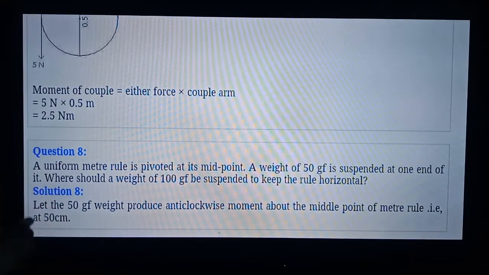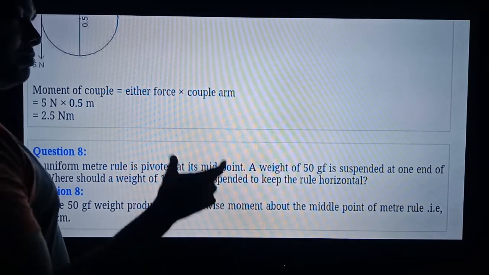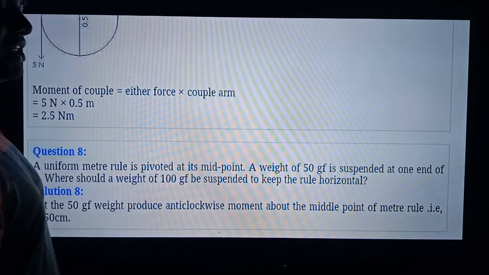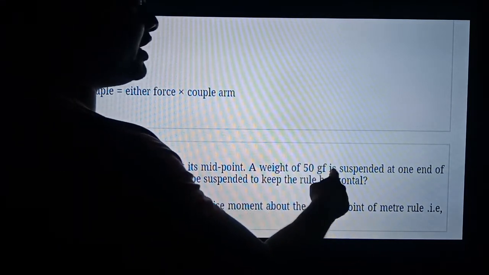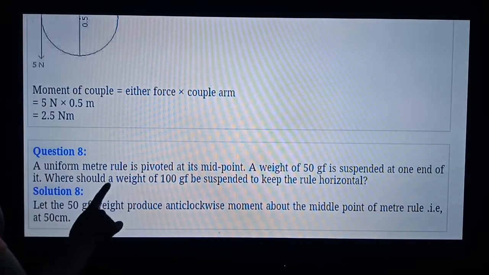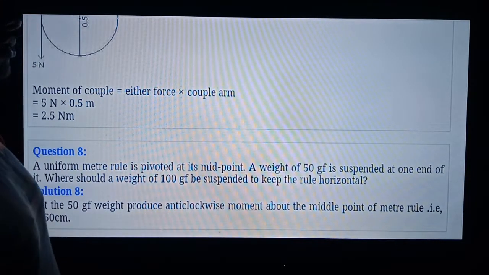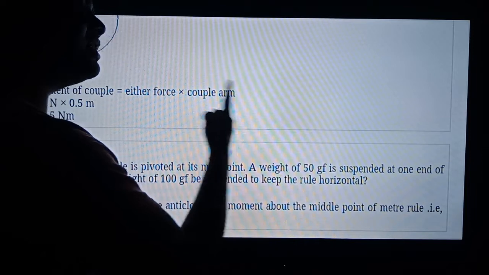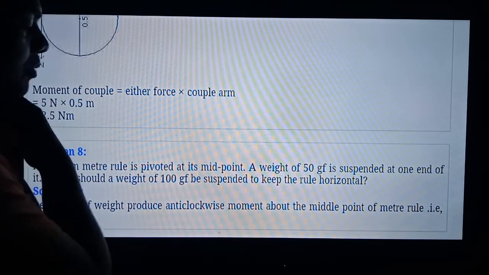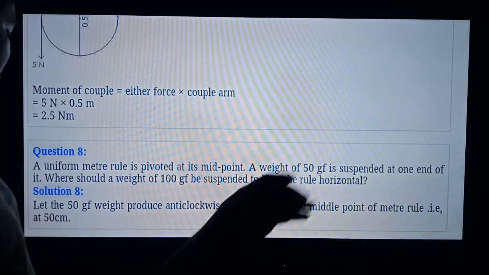Now question number 8. A uniform meter rule is pivoted at its midpoint. Meter rule length is 100 centimeter. The weight of the meter rule acts at its midpoint, that is 50 centimeter. A weight of 50 gram force is suspended at one end of it. Where should a weight of 100 gram force be suspended to keep the rule horizontal? So a weight of 50 gram force acts at one end, and from the other end, at what distance from the point of pivot should the 100 gram force be kept so that the meter rule becomes horizontal.